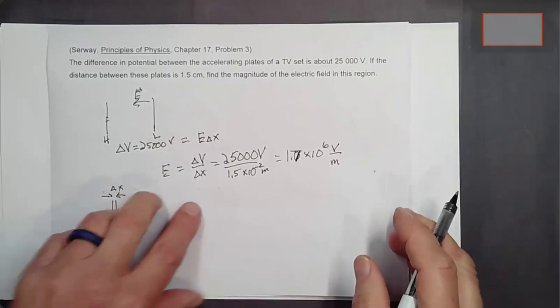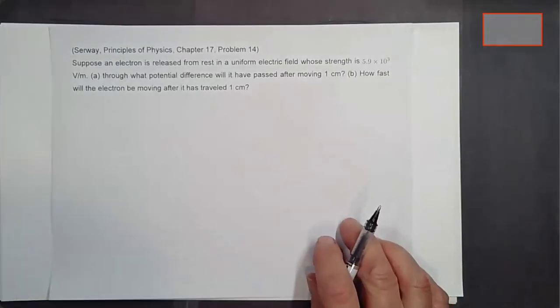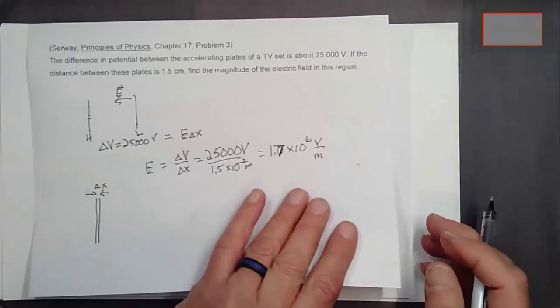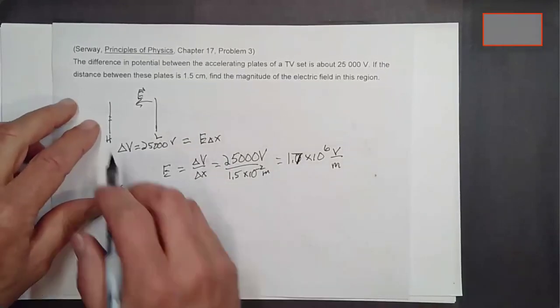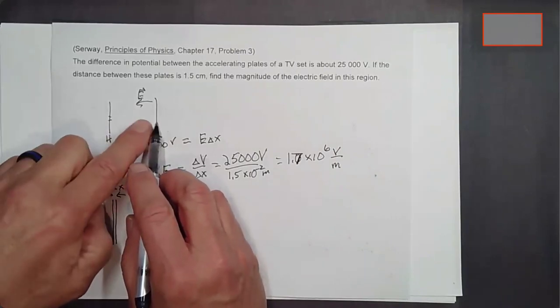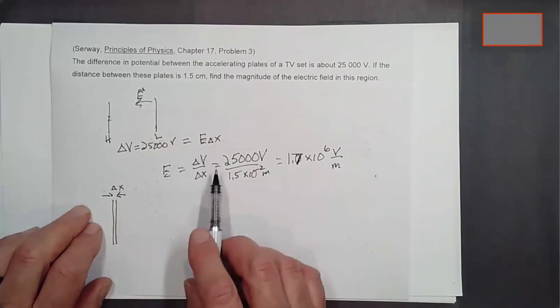Here's a question. Maybe this is something I'll ask tomorrow. I can't remember. No, it'll be a similar problem. But how fast will an electron released from this point be going when it hits that point?